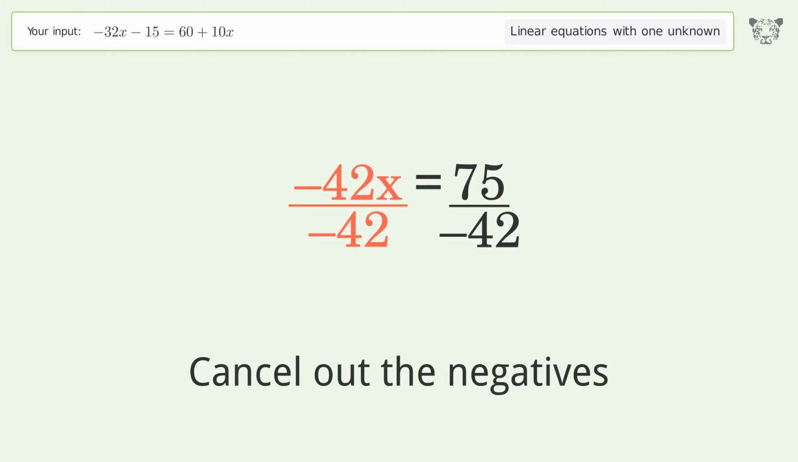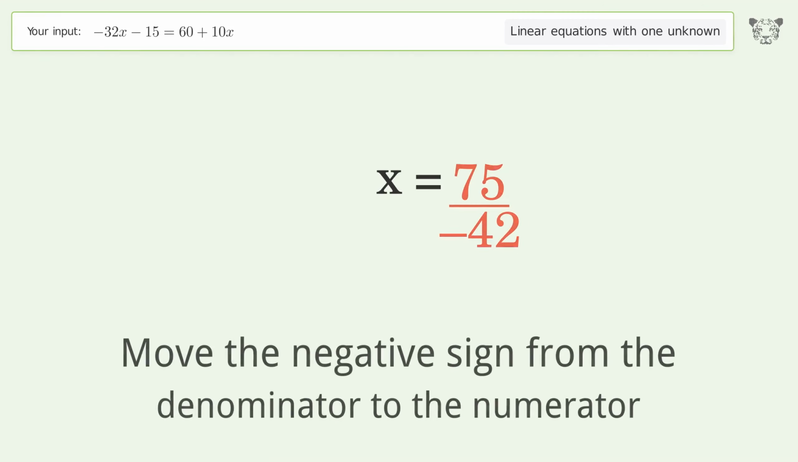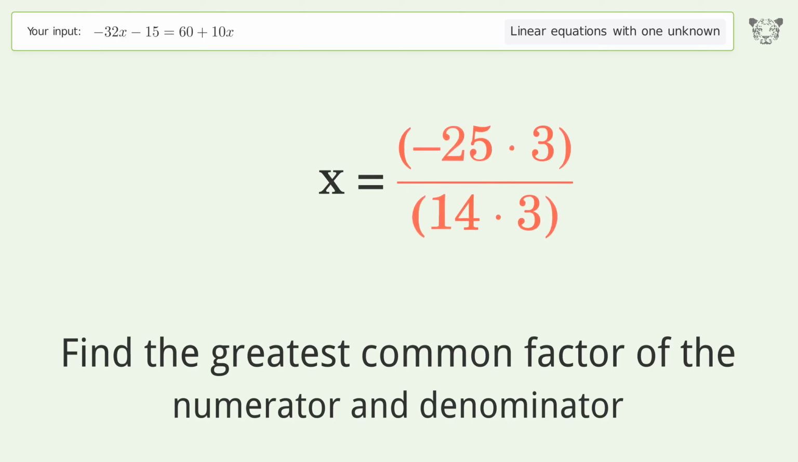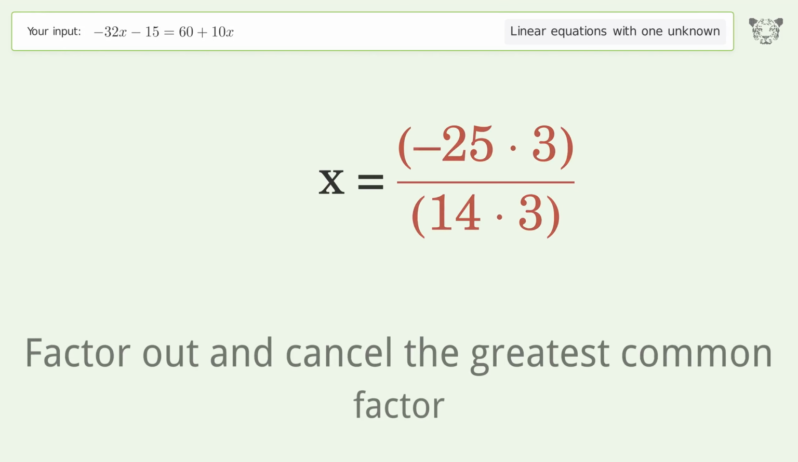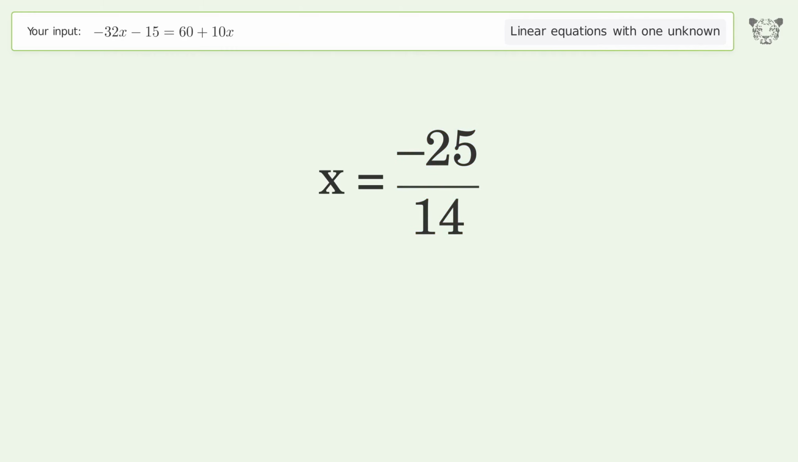Cancel out the negatives. Simplify the fraction. Move the negative sign from the denominator to the numerator. Find the greatest common factor of the numerator and denominator. Factor out and cancel the greatest common factor. And so the final result is x equals negative 25/14.